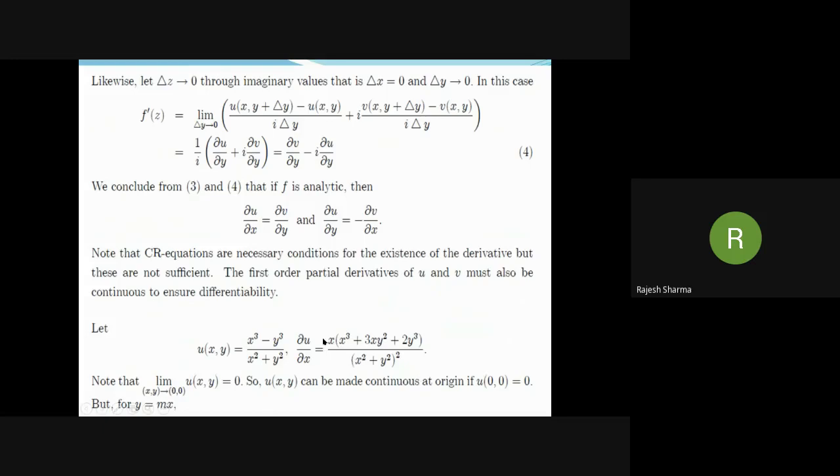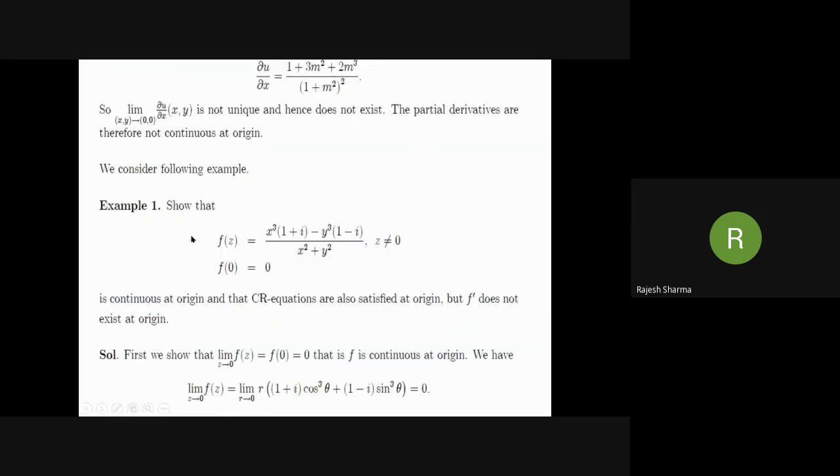But the partial derivative ∂u/∂x is x cube plus 3xy square plus 2y cube over x square plus y square whole square. Now, if (x, y) approaches 0 along this line, y is equal to mx, then ∂u/∂x is 1 plus 3m square plus 2m cube over 1 plus m square whole square. And this is not independent of m. So limit of (x, y) approaches (0, 0) of ∂u/∂x is not unique, hence does not exist. This means that partial derivatives are not continuous at the origin.